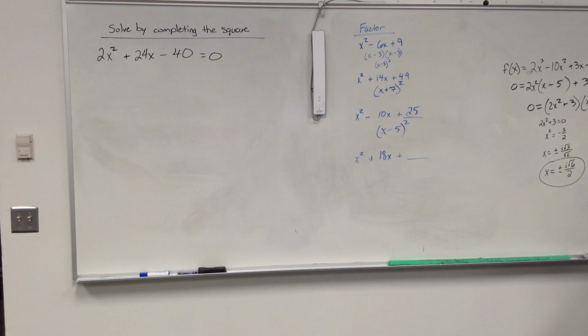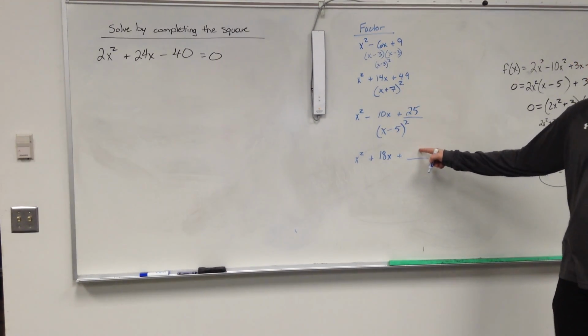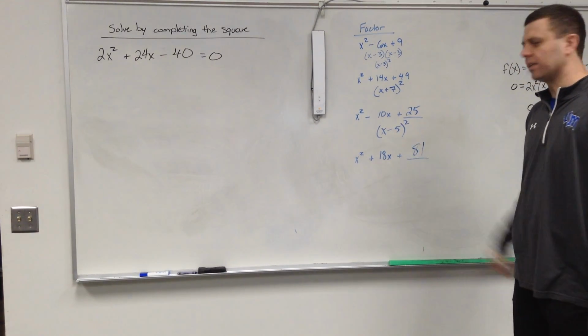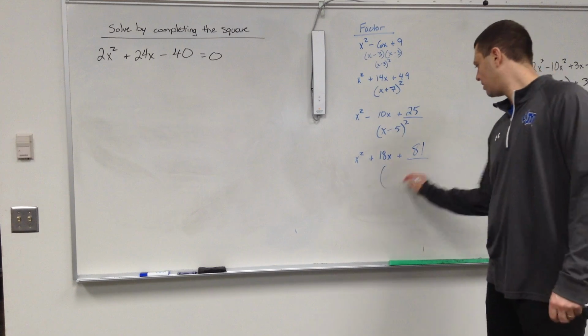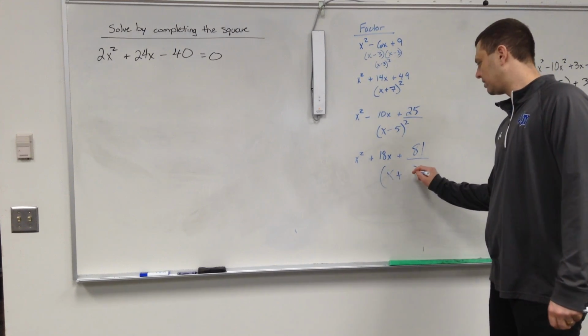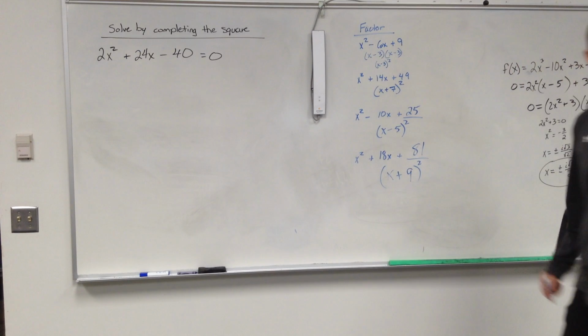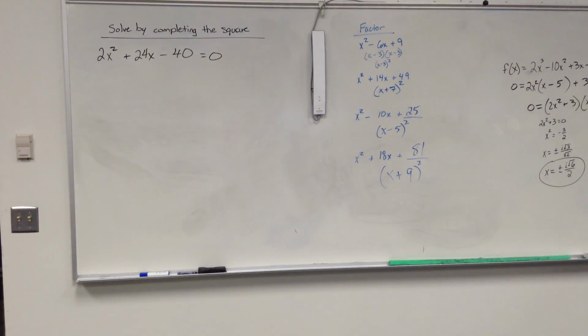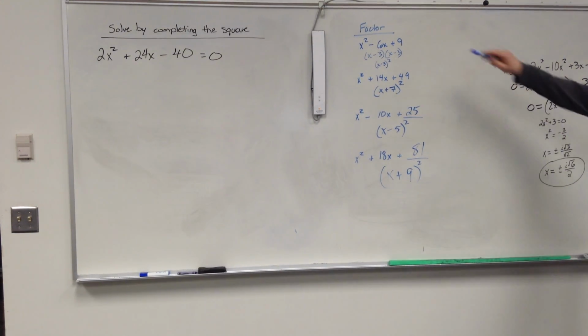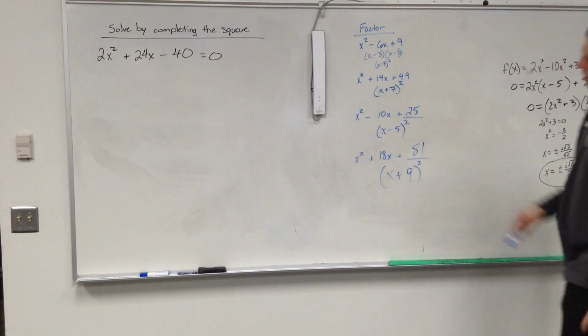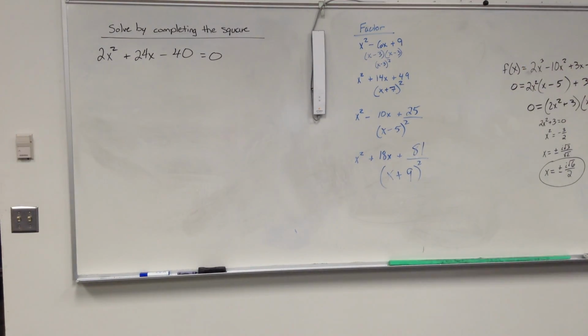What's this last one going to have to be? 81, because then if you were to factor it, x plus 9 quantity squared, right? So all four of these trinomials are perfect squares.